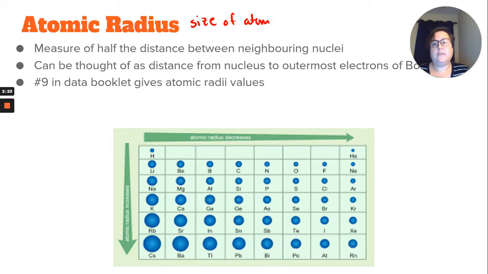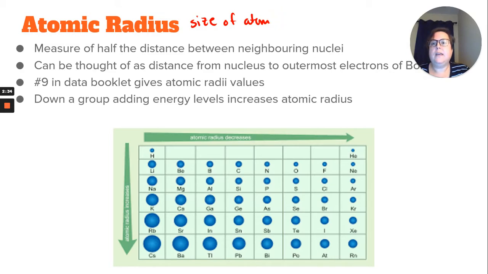All right, the values are actually given to you in the data booklet in section 9. We don't really tend to use those values, but they are there, and so you might see a question that's referring to them. As you're going down a group, the reason why the atoms are getting larger is because you're adding energy levels. You are increasing the shielding, which decreases that attraction to the nucleus, so the atom's getting larger.